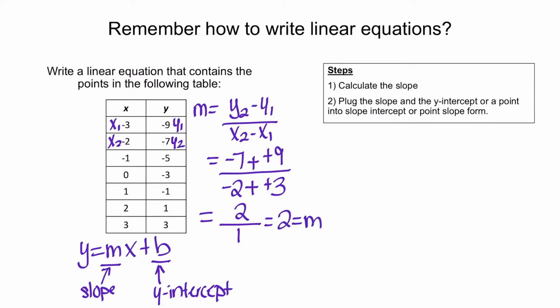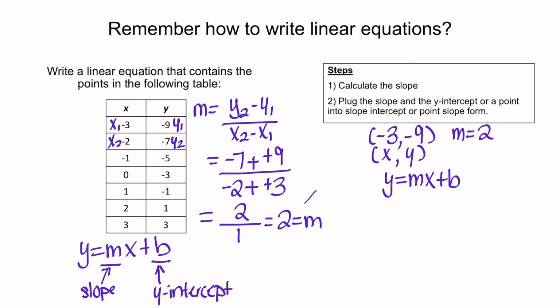So now I need to figure out the value of b, because remember, I need 2 pieces to write the equation of a line in slope-intercept form. I need the slope and I need the y-intercept. So now I'm just going to pick one of the points that's in my table. Since I've already labeled it, I'm just going to pick the first point, negative 3, negative 9, and I'm going to call that x, y. So I'm going to go back to y equals mx plus b, and I'm going to plug in the numbers that I have. I have x, y, and I also have m equals 2, which is what I just solved.